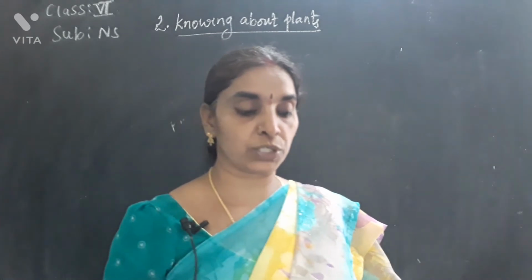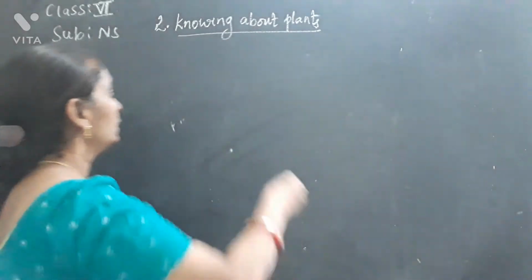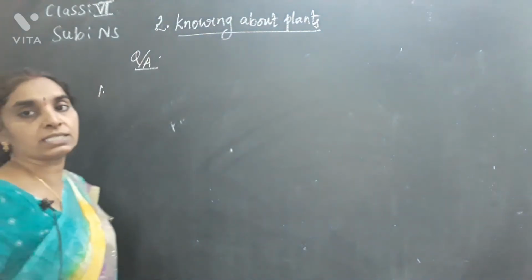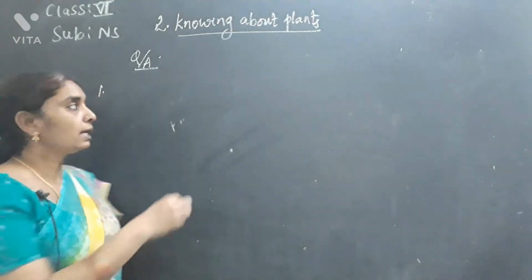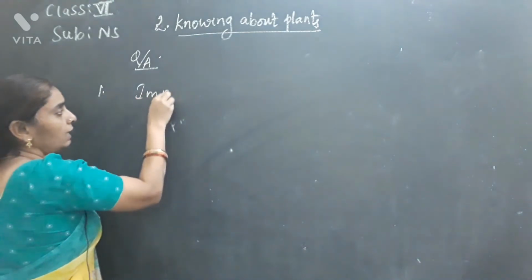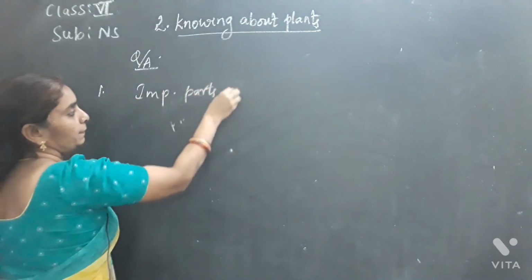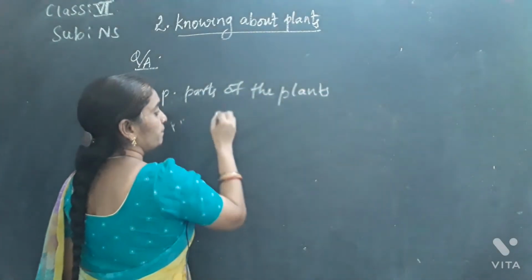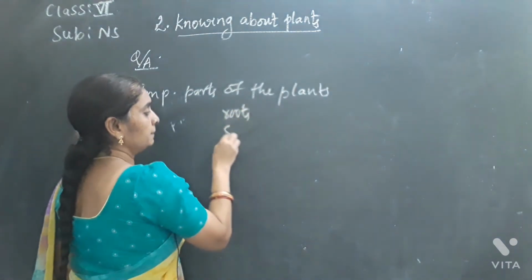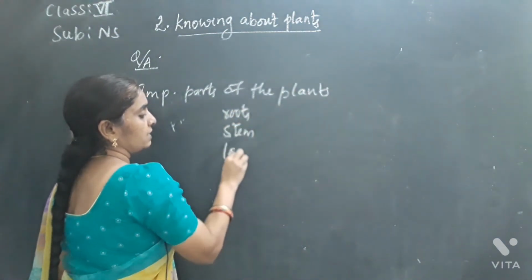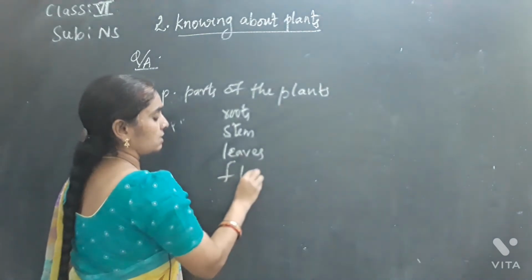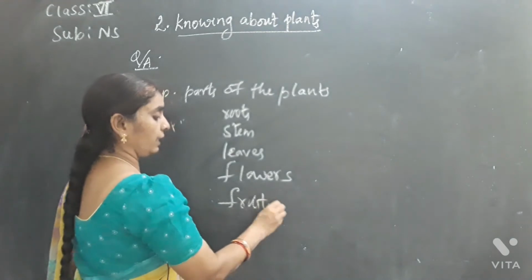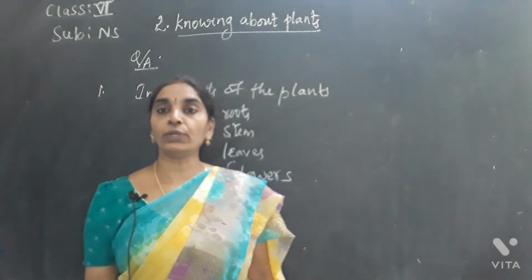And next, moving to the questions, important parts of the plant. The first question is, what are the important parts of the plant? What is the answer for the first question? The important parts of the plant are roots, stem, leaves, flowers, and fruits. So if it is asked for explanation, how do you do it?